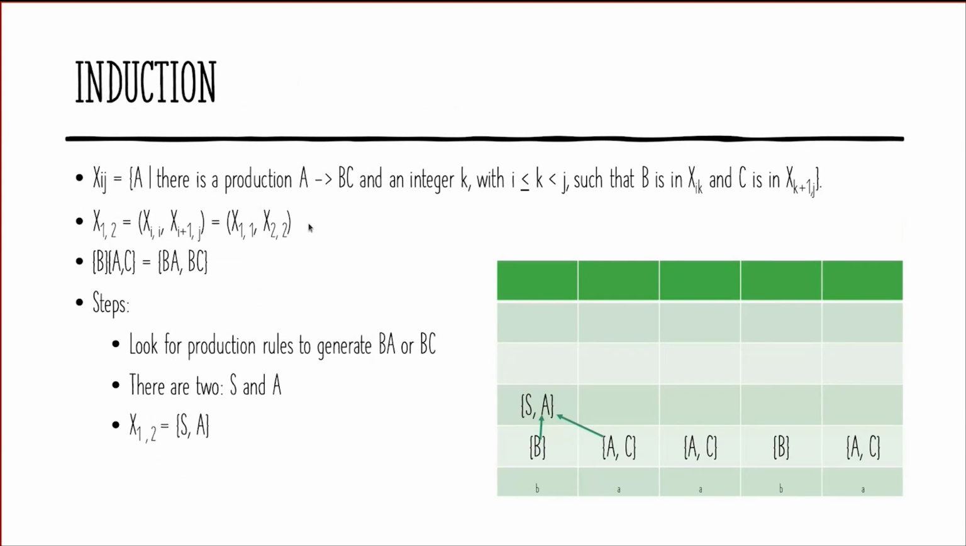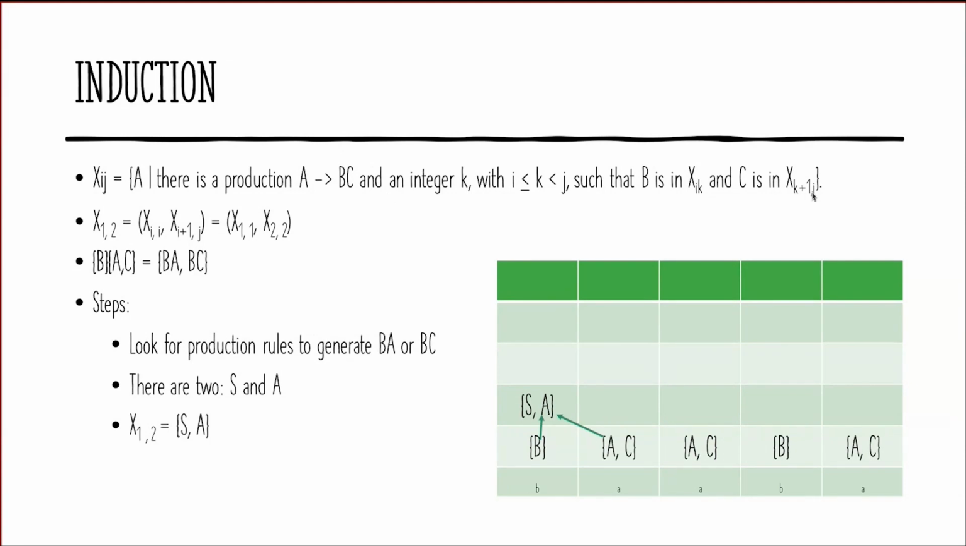So in order to find the answer for Xij, which is a bigger subproblem, we will divide our problem into subproblems of smaller size. Xij will contain variable A if there is a production A goes to BC, meaning A can be substituted by BC, and for an integer k such that k is between i and j, it can also be equal to i, and B is in Xik and C is in X(k+1),j.